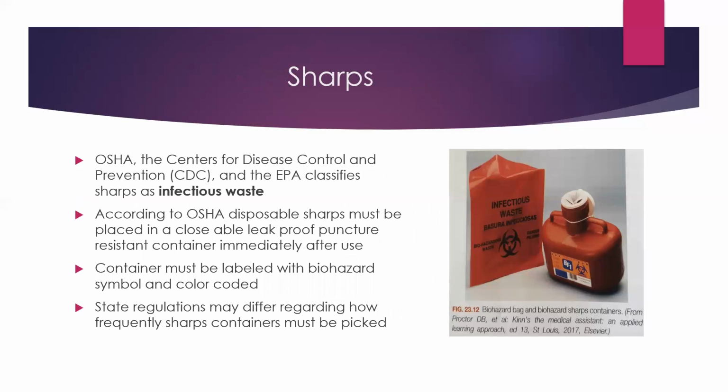Sharps. To the right, you'll see an infectious waste biohazard bag, but in addition, you'll see a sharps container here, and you can't really puncture it. It's a hard, gallon-like looking figure here. So OSHA, the CDC, and the EPA classify sharps as infectious waste. According to OSHA, disposable sharps must be placed in a closable, leak-proof, puncture-resistant container immediately after use.